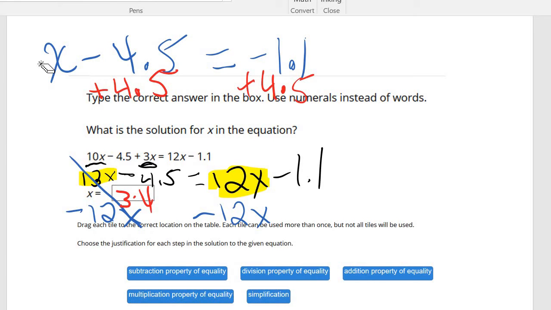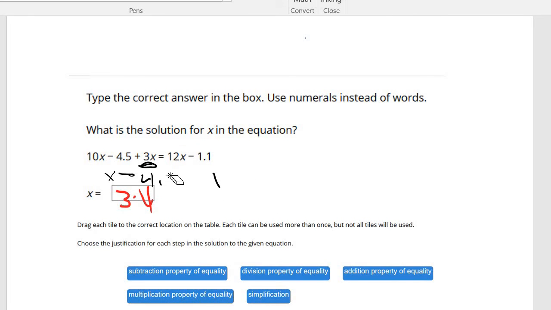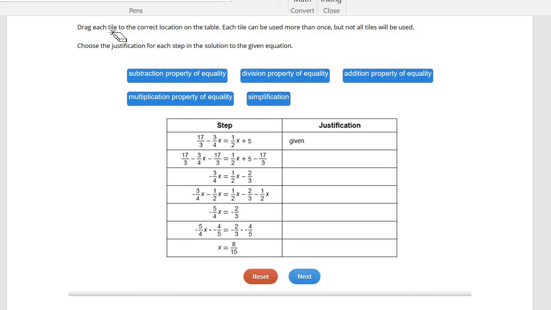For a lot of you, I think it's really the reading of the questions that's going to give you problems, because from working with you guys before we started using Edmentum, I saw that a lot of you understood some of this math already. So for a lot of us, it's the reading of the problem. So let's look at this problem. Drag each tile to the correct location on the table. What's a tile? This is a tile over here. These are tiles. So this is a tile. This is a tile.